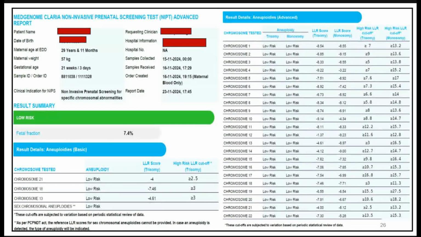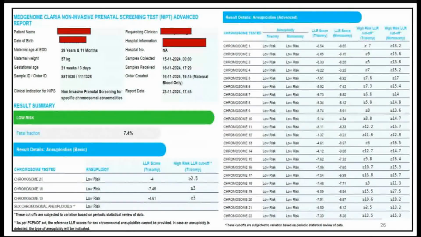The basic NIPT takes into account maternal history like maternal weight, gestational age, and then it has also taken into account fetal fraction for this particular pregnancy, and the fetal fraction here is 7.4%. And we can see that the result is validated because of proper fetal fraction available. We can see that it only screens for three particular anomalies, trisomy 21, 18, and 13. This patient has been given low risk, so this is a safe pregnancy to continue.